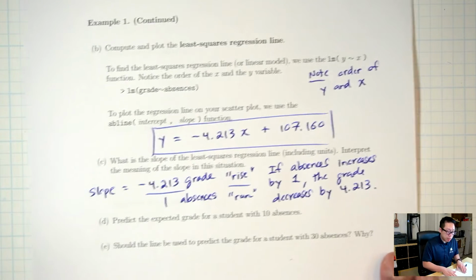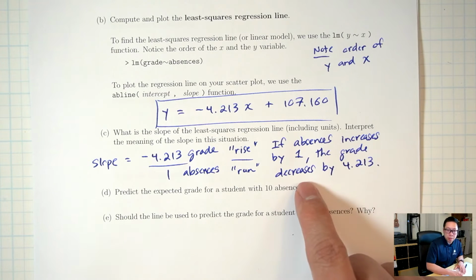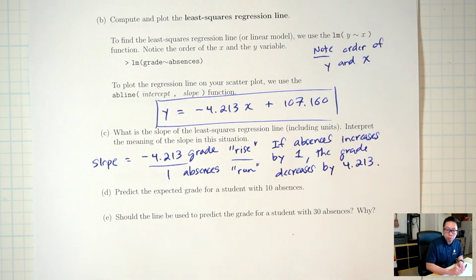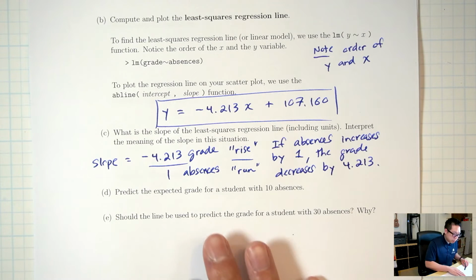Maybe a better way to say this in English would be to say, for every absence that a student has, their grade decreases by 4.213. But you can always write it in this way.